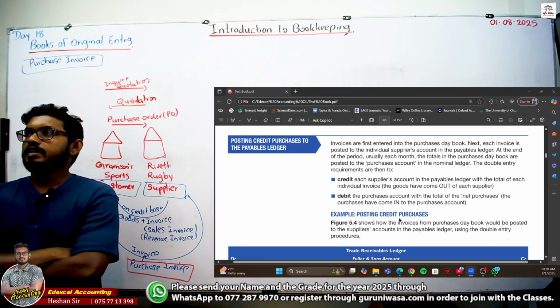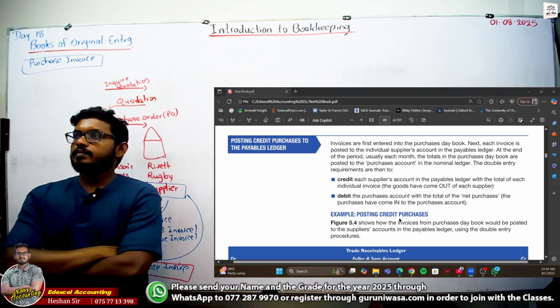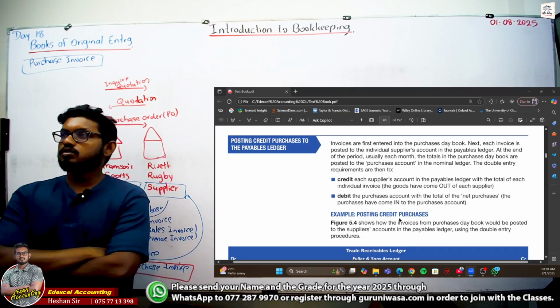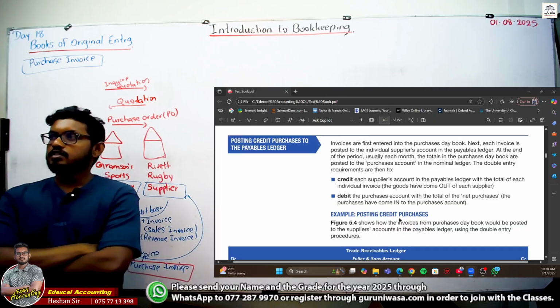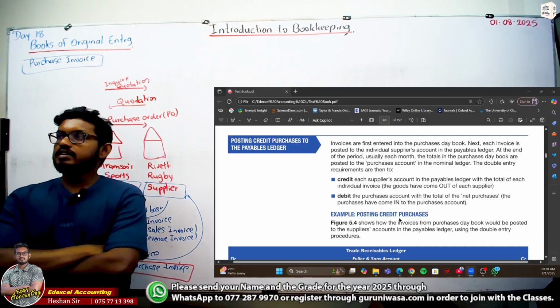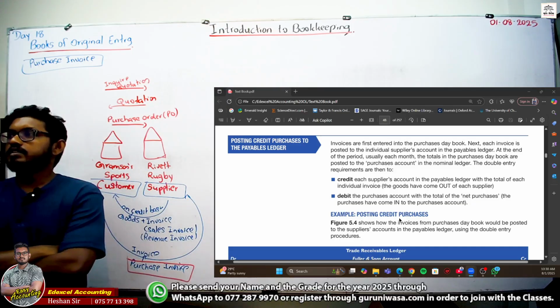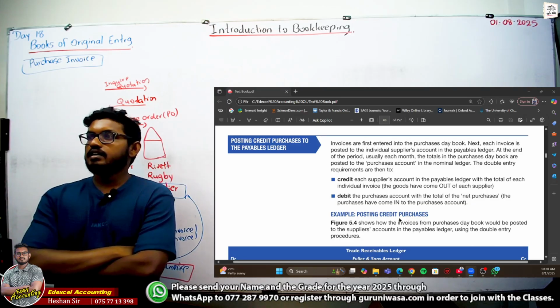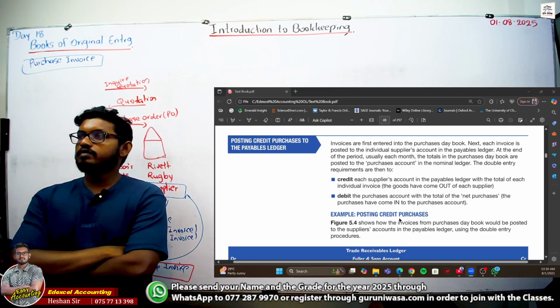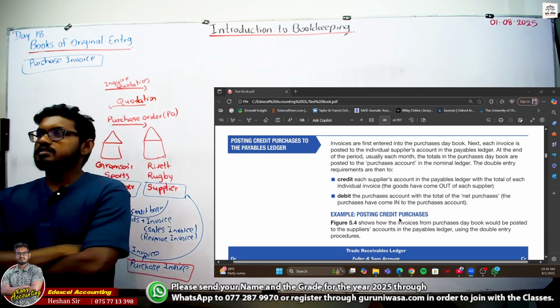And the payables account. At the end of the period, usually each month, the totals of the purchase day book are posted to the purchase account in the nominal ledger, and double entry requires us to credit each supplier in the payables ledger with the total of the individual invoices. Debit the purchase account with the total of the net purchases.